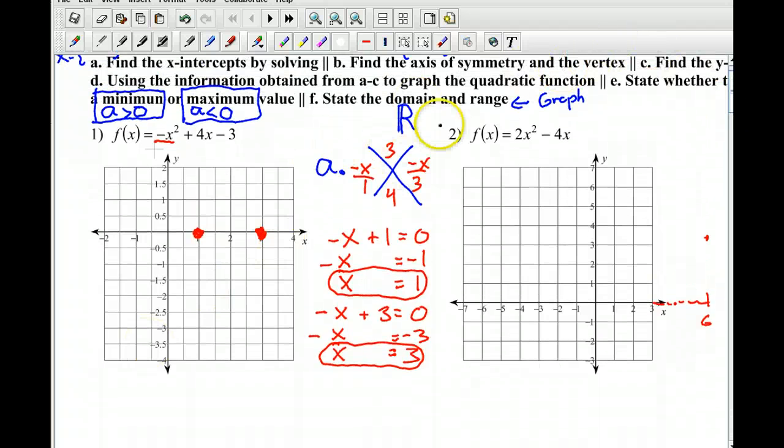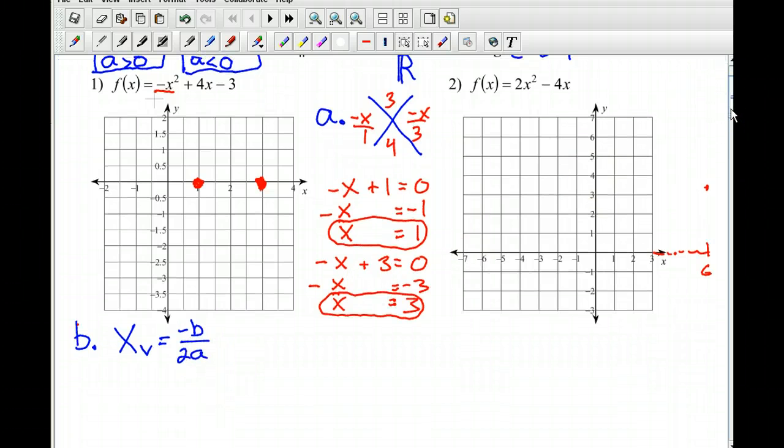Okay, part B. Find the axis of symmetry. All right. So again, label B, so we know what's going on. Start off with x sub b is -b over 2a. Remember, this is the middle of the graph. That's what we're finding. X sub b is the middle of our graph.